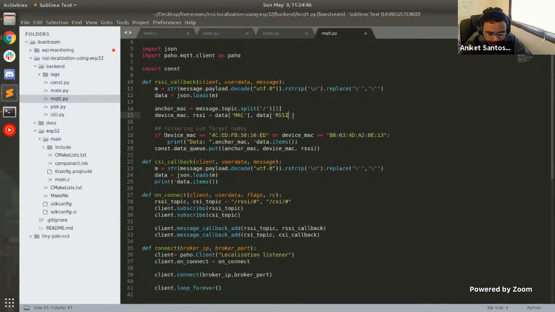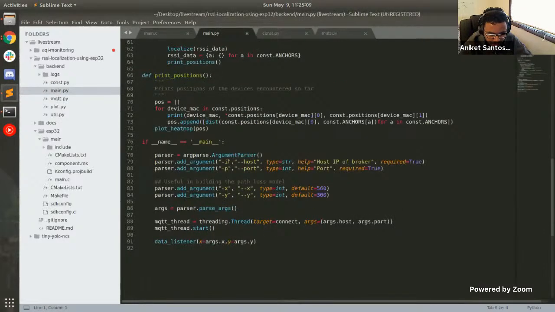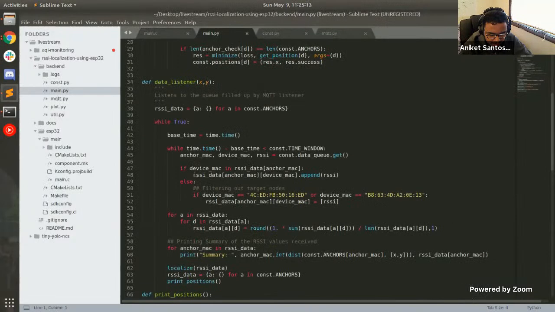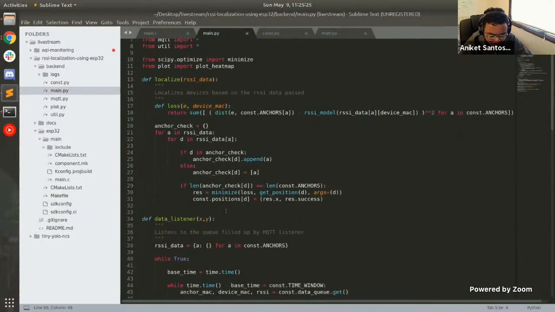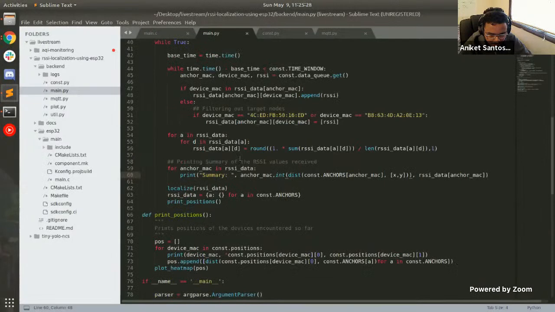Since there was a lot of communication going on in that particular room, we filtered some of the devices and pinned them down to these two devices, which were my device and the smartphone of my partner. We put this in a queue. We just obtain this information and populate the queue. And here there is this thread which always keeps running, which obtains the RSSI data and computes the distance based on the model. So here what I do is that in every loop.